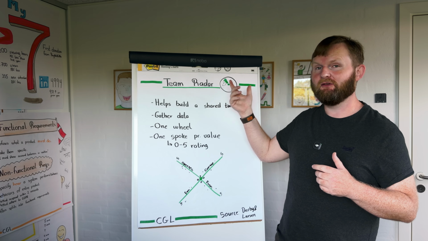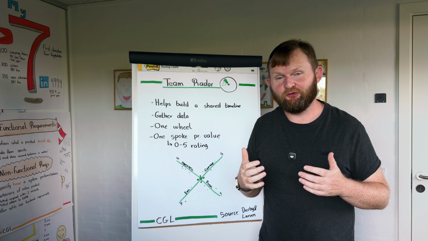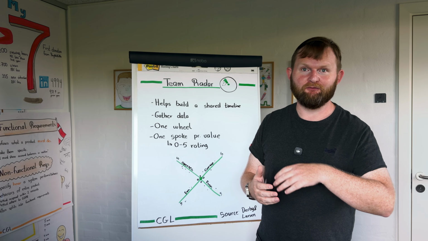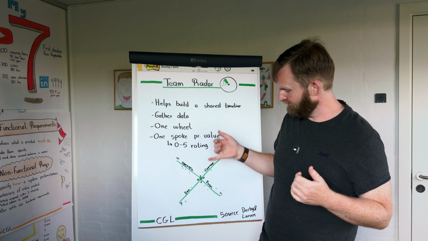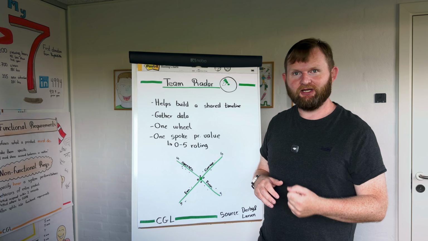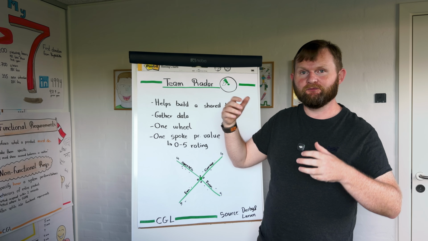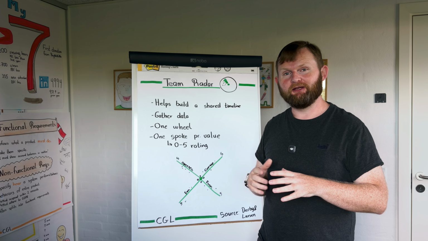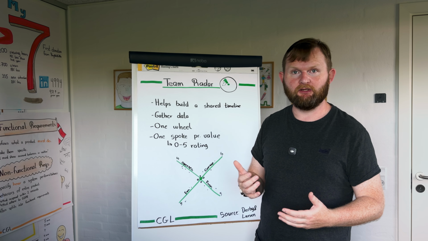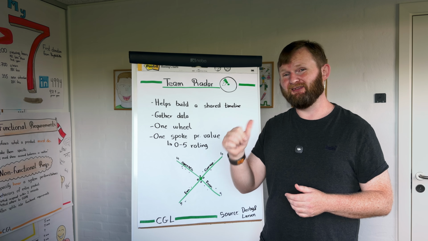Today I will talk about the Team Radar, which is an awesome tool for retrospectives and figuring out what is happening in the team. Source, Derby Larsen, they shared it in their book. So I guess that most of you have tried facilitating a retrospective or being in a retrospective and everybody's just saying, yeah, everything's fine.